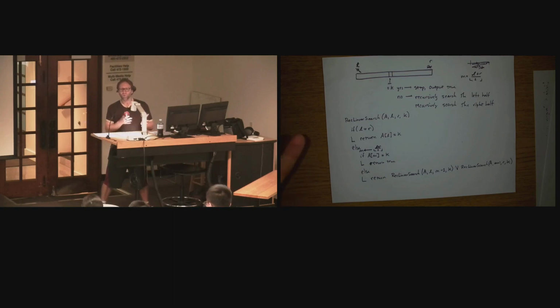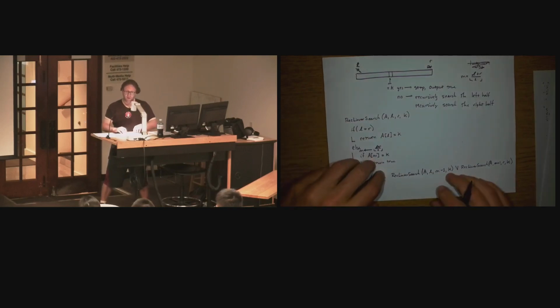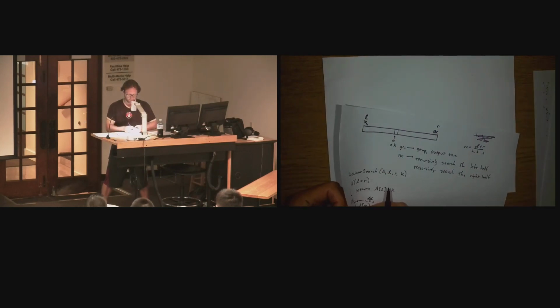For i running from 1 up to n, if you find it, stop and output it. Right? But here's a way of thinking recursively about it. How am I thinking recursively about this? I'm dividing it and conquering it.